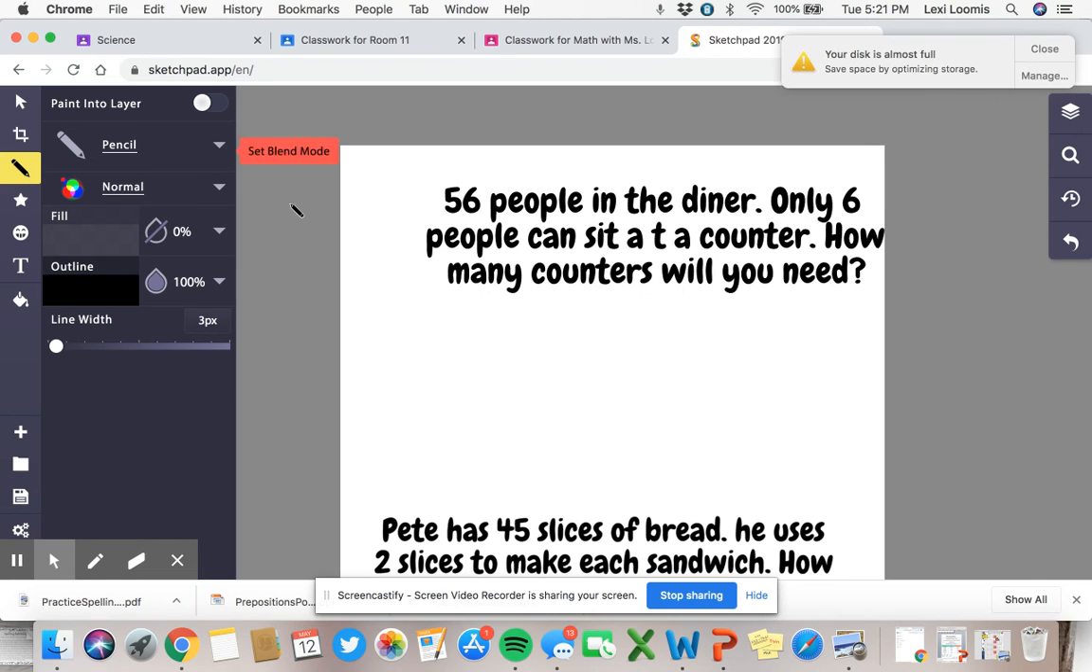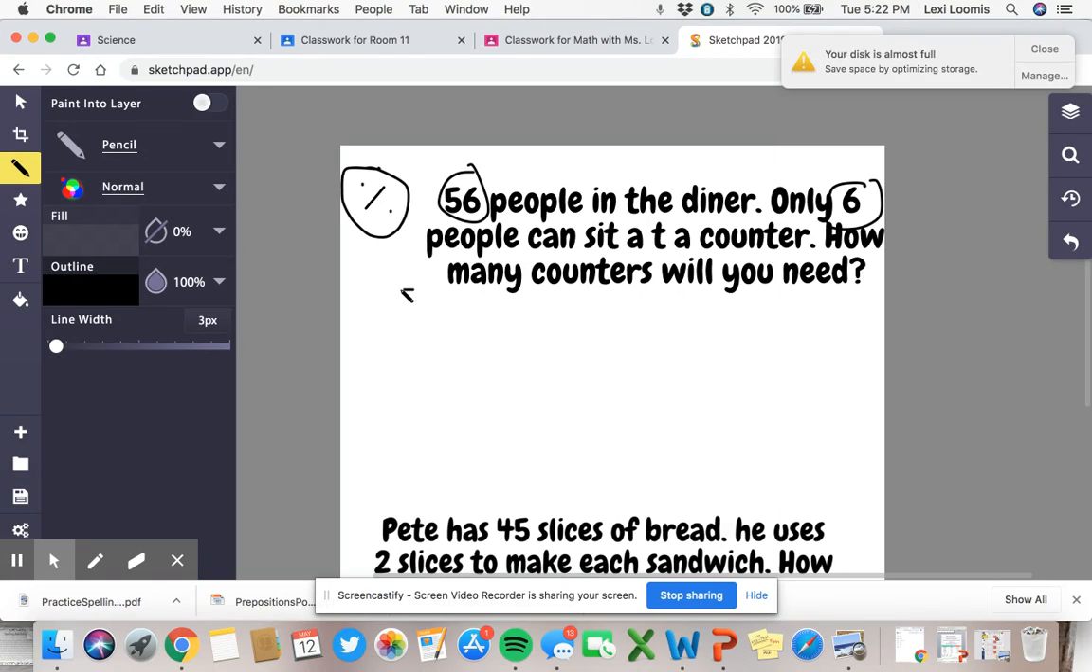So remember, our first thing that we always want to do is box or circle our numbers. So we know we're working with the number 56 and 6. And we want to split them up into groups. So we want to know how many will fit in each counter. So I'm going to put our little division symbol up here because we are working with division. So imagine it in your head that there are 56 people in a diner. 6 people can sit at each counter. How many counters will you need? So we know that our whole number is 56, and we have to divide it by 6.